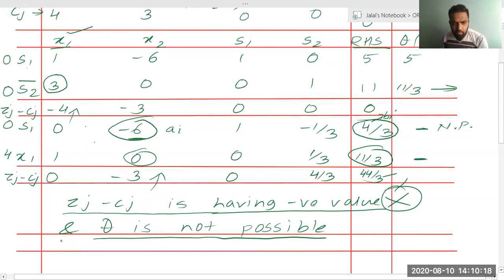What do we call it as? One second. I'll just write it here.